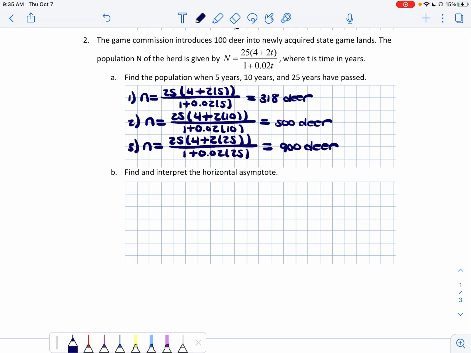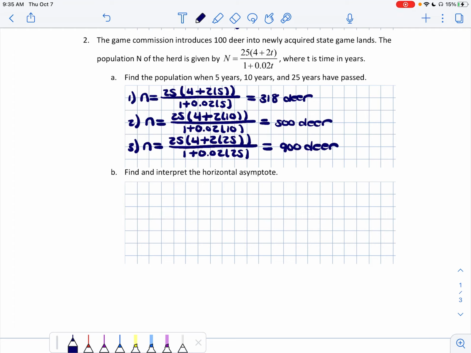Now, we're going to continue to see this trend that as time passes, we're going to have more and more deer. But if we think about this logically, the number of deer just can't increase forever. At a certain point, you're going to reach a capacity limit. There's only so many deer that can physically fit in these lands, but also there's going to be a limitation to how much food they can eat, how much water is available, and that sort of thing. So at some point, we could probably expect that this deer population is going to level off. And that's what our horizontal asymptote would tell us.